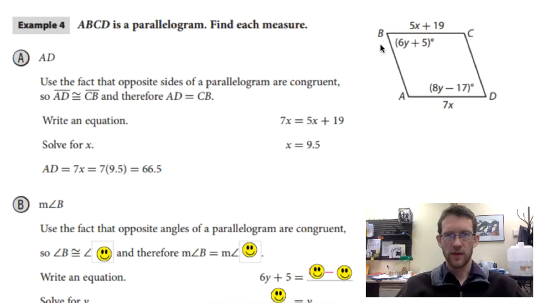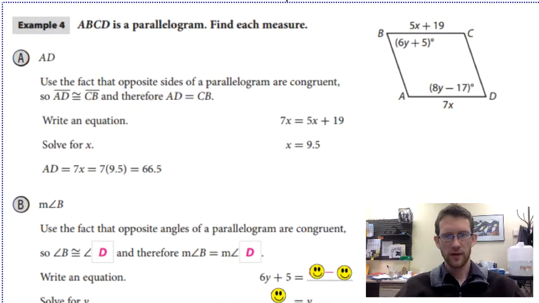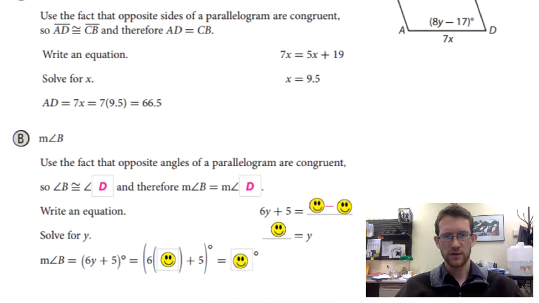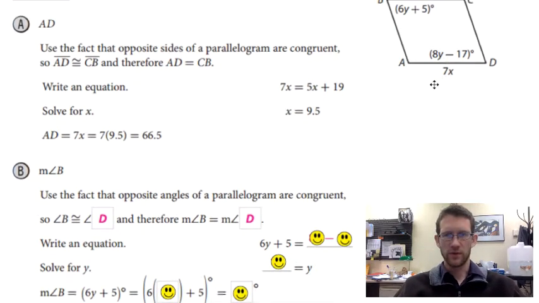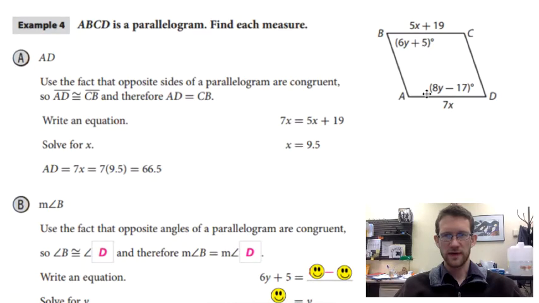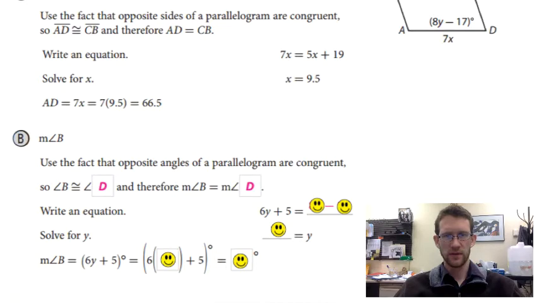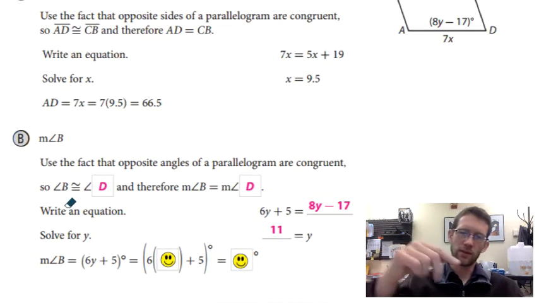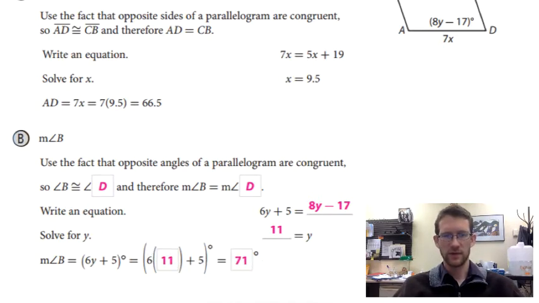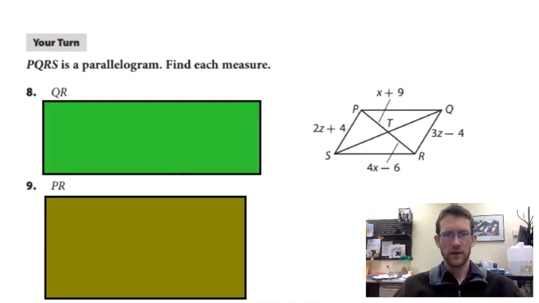Okay, angle B. We know that angle B is congruent to angle D, right? Therefore, I can plug in my expressions for those two angles. My first expression is 6y plus 5. The other expression is 8y minus 17. I can set those equal to each other and solve. We get y equals 11. Plug it back in and calculate the angle. We get 71 degrees. Okay, see if you can do these two.